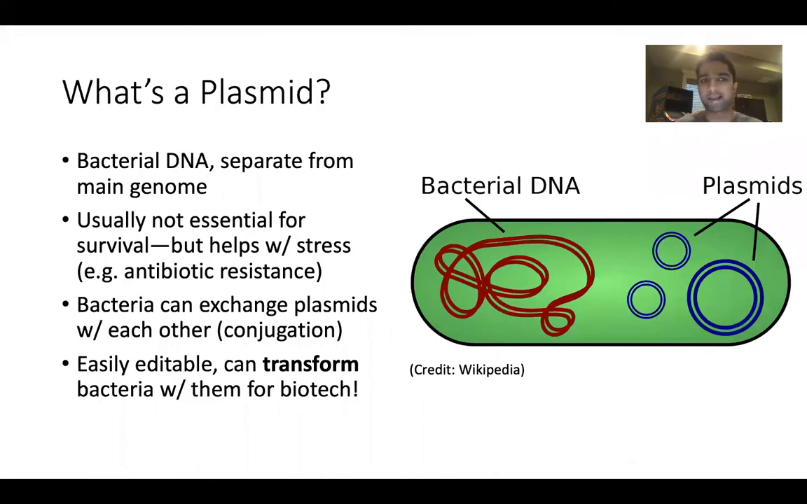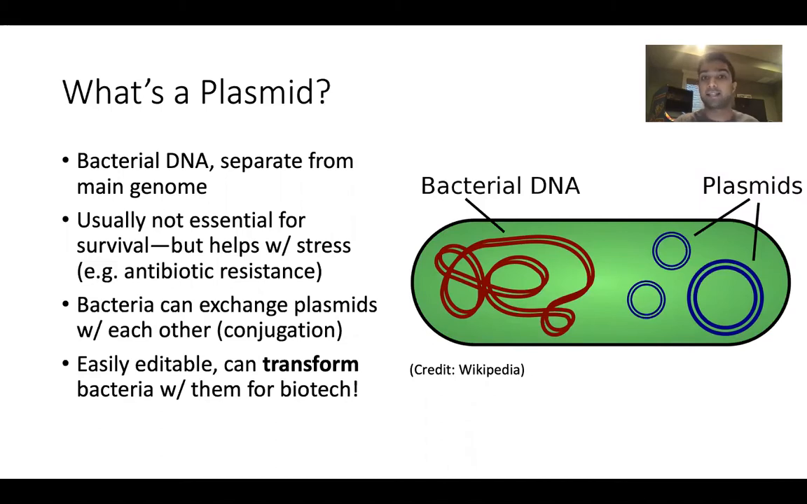Okay, so what's a plasmid? A plasmid is bacterial DNA that's separate from the main genome. In a bacteria, just like in our mammalian cells, the bacteria has a chromosome, and we have several chromosomes, but the bacteria has one chromosome, and that's where all its DNA that facilitates all its processes and functions for survival is held. There's also plasmids, which are separate from that, which are often not essential for survival, but they help with certain stressful situations.